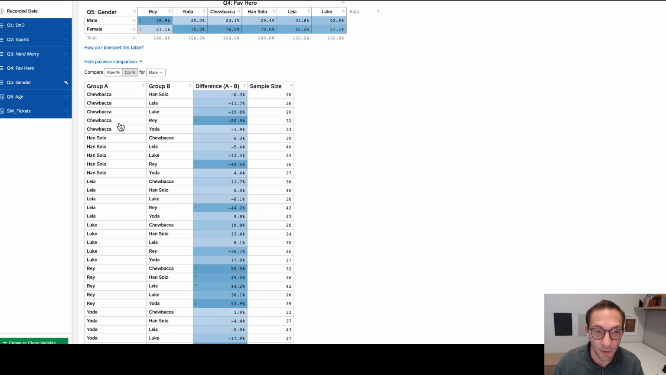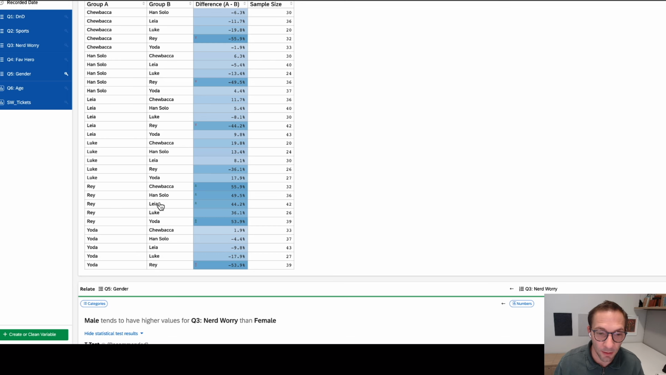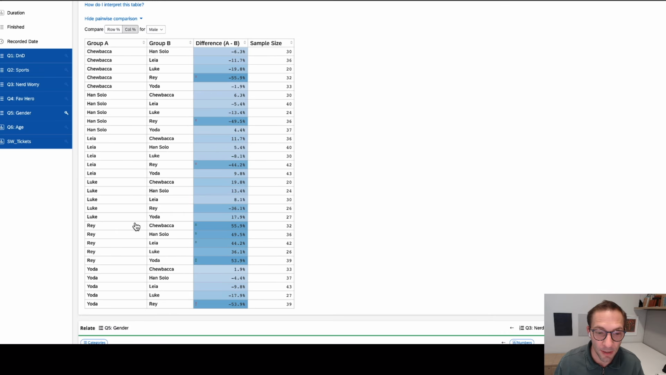But it looks like for males, there is a difference between Chewbacca and Ray fans. Right here, this is significant. So if I'm looking at Ray and Chewbacca, this is a higher percentage. So there's a higher proportion of males that are Ray fans than males that are Chewbacca fans. So I can go down and look at all of these comparisons to see which of these significantly differ in the proportion of males. Ray Han Solo, Ray Leia, Ray Luke, Ray Yoda, right?